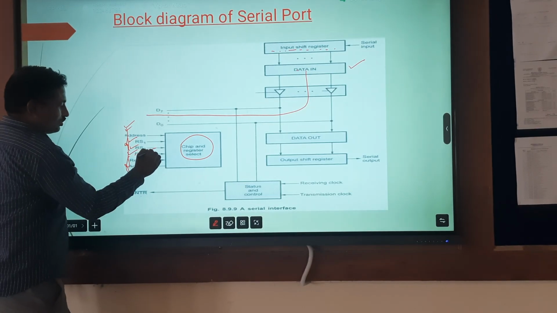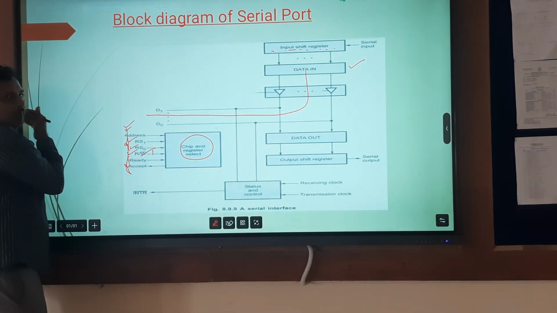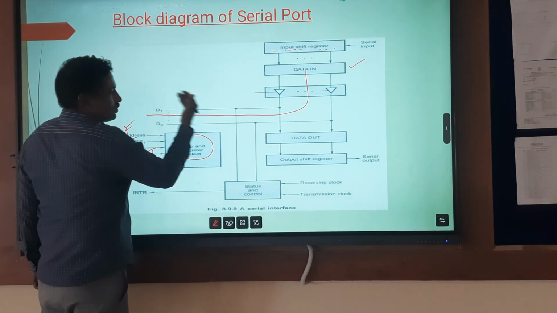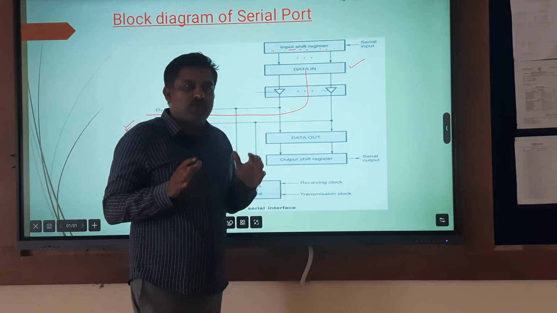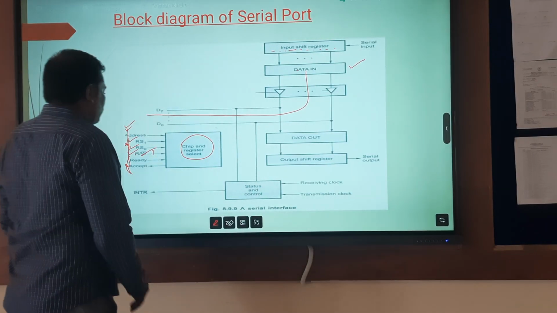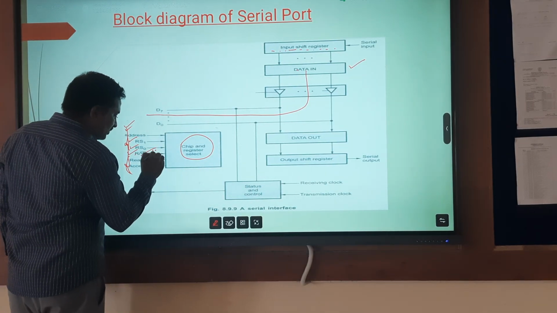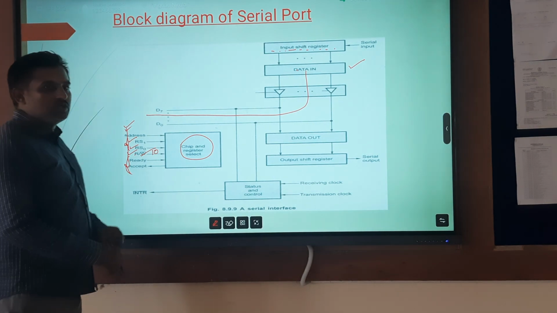Now, if it is a read operation, then R/W bar is equal to 1. Then the processor reads the data parallelly from the interface circuit to the processor register. Suppose the processor wants to transfer the data out from the processor to the printer. Then the write operation is going to be performed. R/W bar is equal to 0.